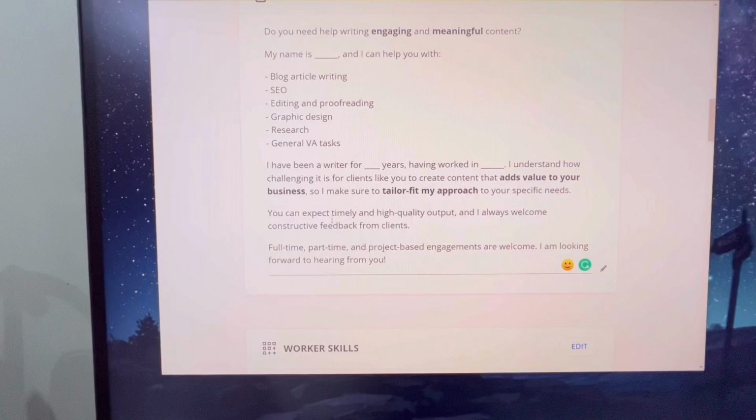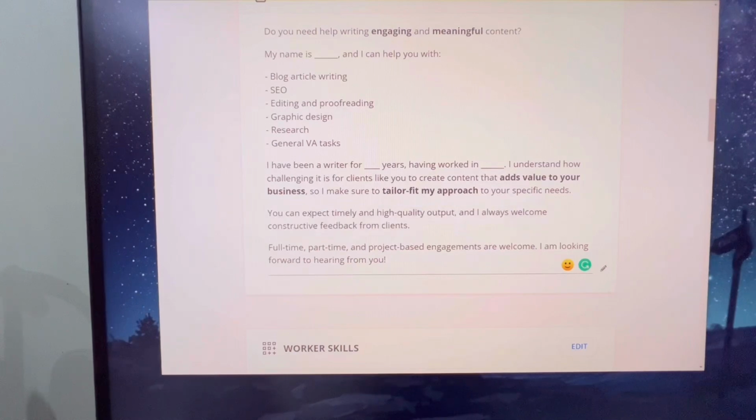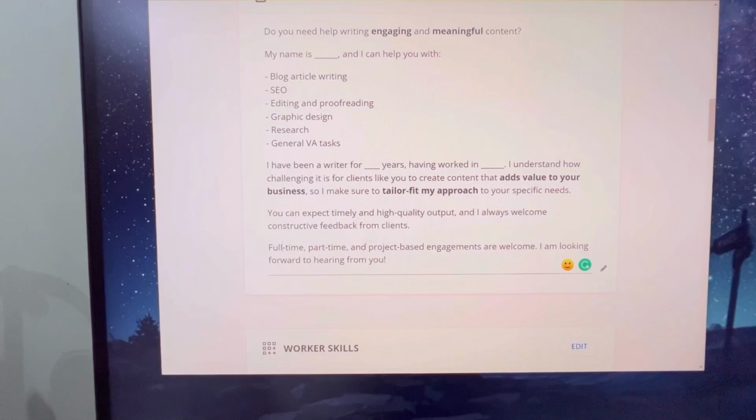And then this one, I just added a bit more self-advertisement, but again, nothing too long. You can expect timely and high-quality output, and I always welcome constructive feedback from clients. And then here, I just added some extra details that might be relevant. Full-time, part-time, and project-based engagements are welcome, depending, of course, on what you can handle. Obviously, if you can only handle part-time projects, then that's what you should put here.